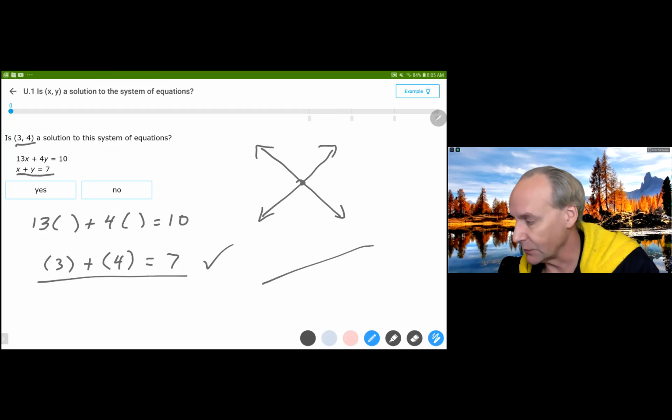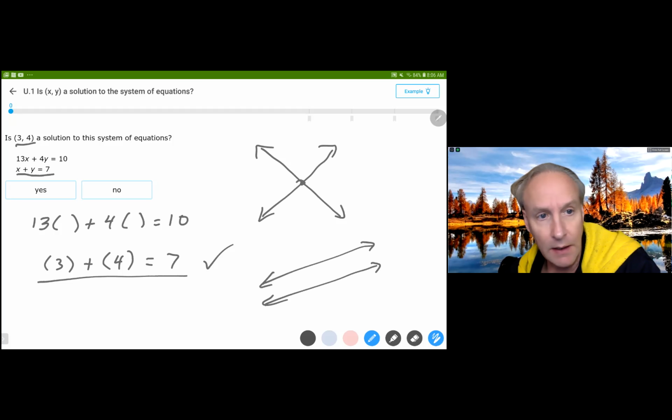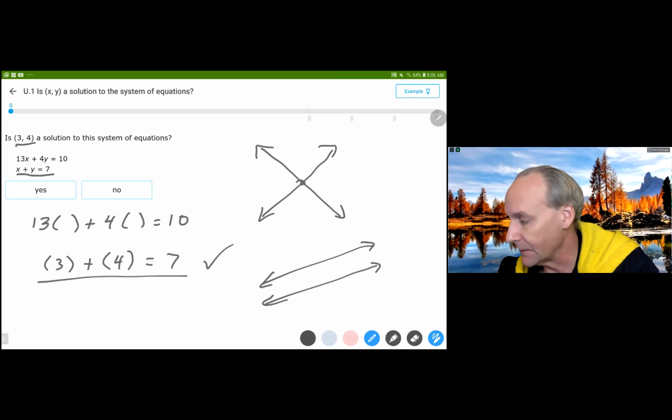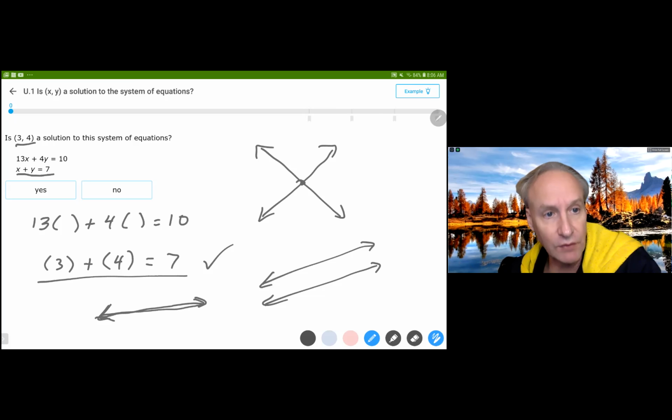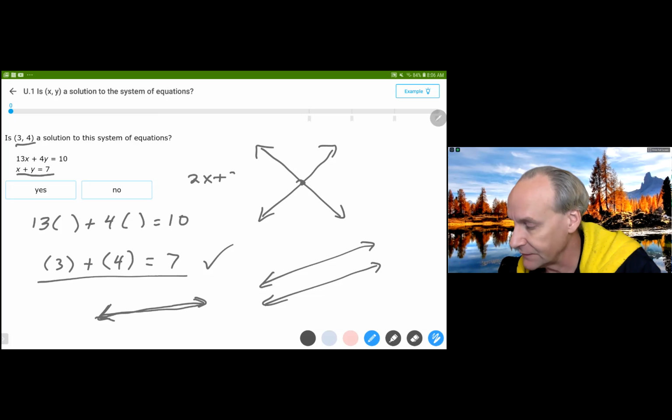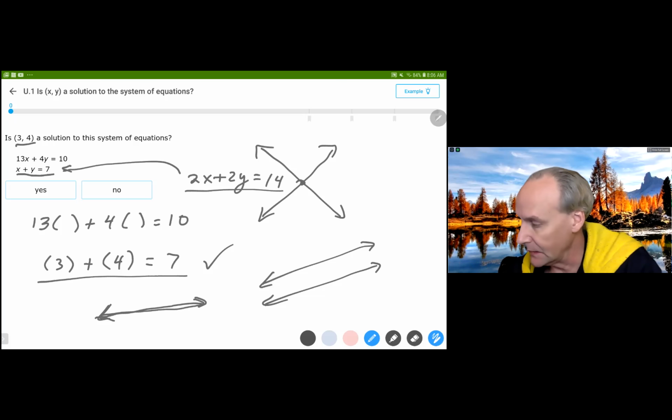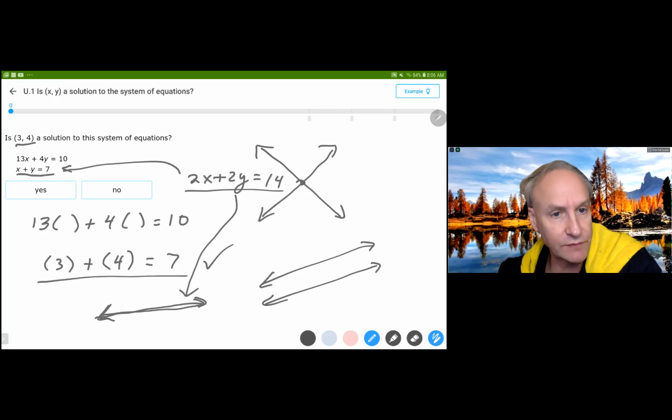Now, it is possible that you're going to have parallel lines, which have absolutely no solution. In this case, they would have to have the same slope, and that isn't true here, obviously. The other possibility is that the two lines are exactly the same and that they lie on top of one another, and they're just the same thing, just a different version. For example, if I wrote 2x plus 2y is equal to 14, this equation would be the same as that equation. And so they would be this situation where you have an infinite number of solutions.